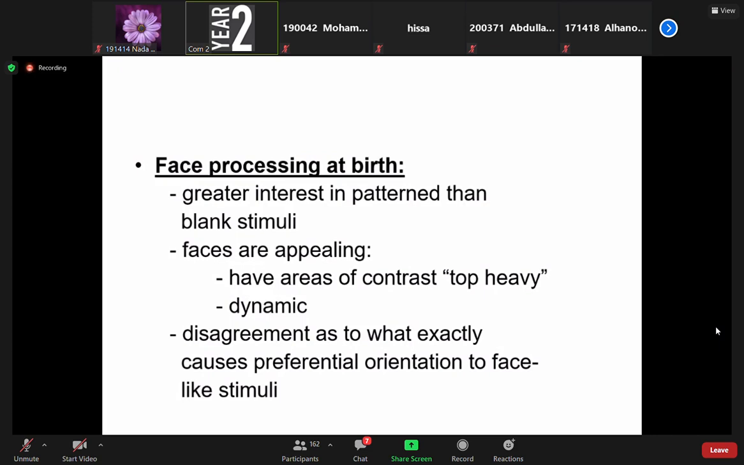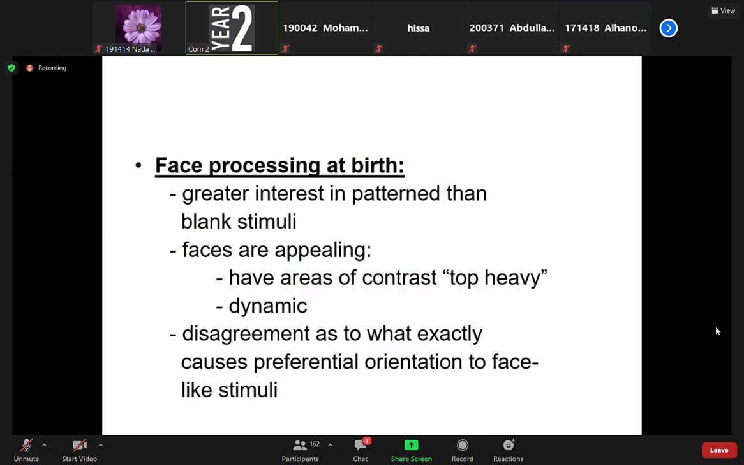We call the contrast top heavy, and the reason is that the eyes are the top part of the face, and there's a lot going on with the eyebrows, the eyes, the eyelashes, and then lower down you have your nose and lips, so it's heavier up and less so down. Again, there's a disagreement about what actually causes this preferential orientation to face-like stimuli.